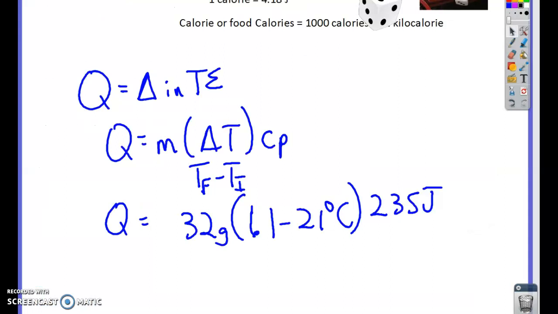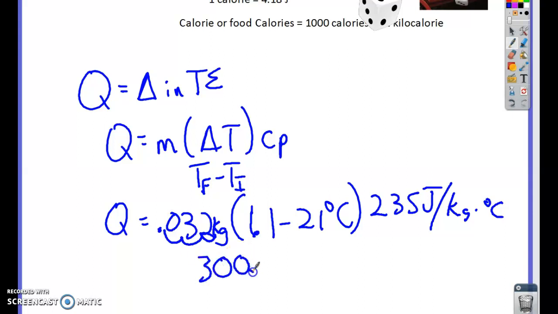First, just to recap what we did on the last problem, there's one problem here. This one is joules per kilogram times degrees Celsius. So first of all, we need to change this to kilograms, and we would do that by dividing by 1,000, which would make that 0.032 kilograms. And so basically you should have got about 300.8, give or take a little bit, joules.